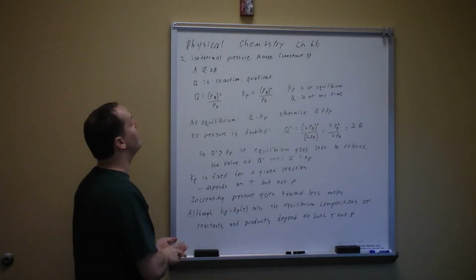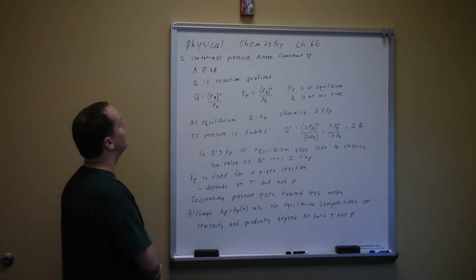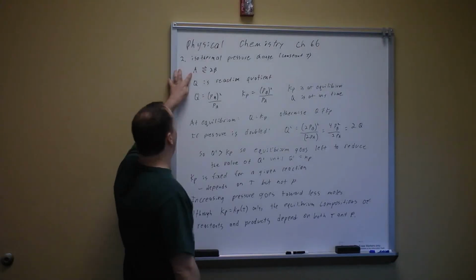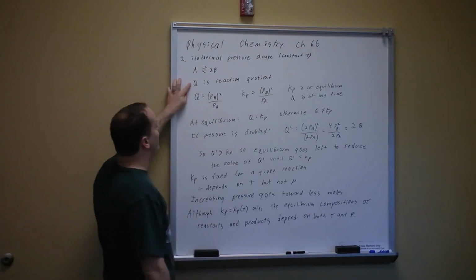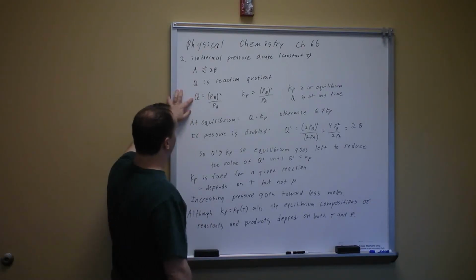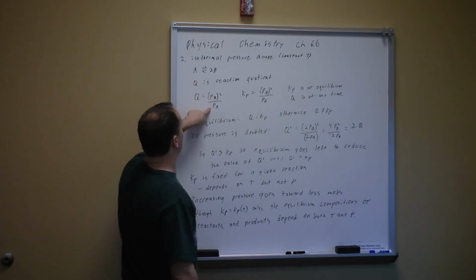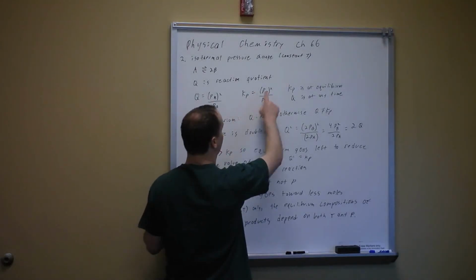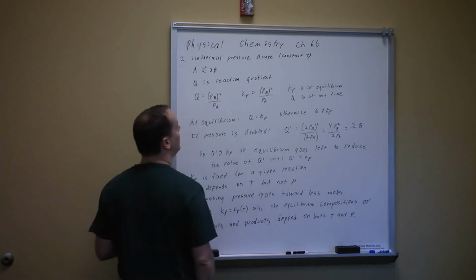We're continuing Physical Chemistry, Chapter 6, Section 6. Now we're talking about isothermal pressure changes. Remember, isothermal means constant temperature. Let's say we have the reaction reactant A going to product 2B. Now we're going to use Q for the reaction quotient. Q is calculated as the partial pressure of B squared, because of the 2, divided by the partial pressure of A, because of the 1. We also know that Kp is equal to Pb squared over Pa. Notice these two look the same.